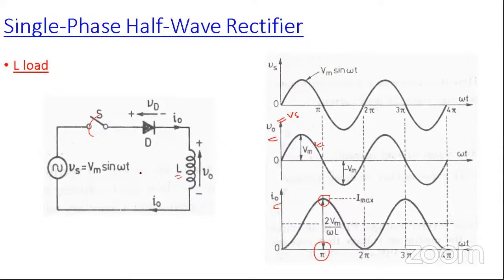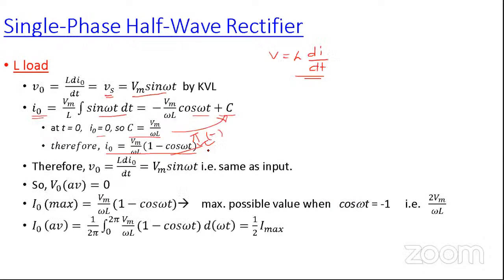And why do we write that V0 is equal to Vs? Because when the switch is closed, the entire supply voltage is supplied to the inductance. That is why the output voltage and input voltage follow the same nature. And if our voltage waveform is Vm sin omega t, then for that case, if you find the average voltage, the average voltage is equal to 0.